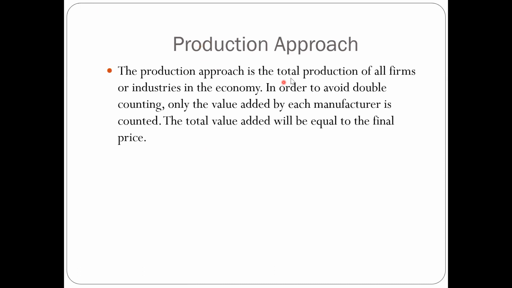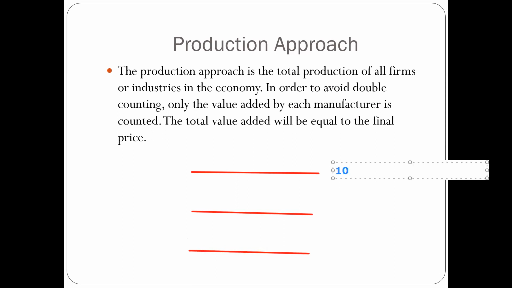Production approach is the total production of all firms or industries in the economy. Here we avoid double counting by only adding the value added by each manufacturer. So for each stage, we add the value added once. If we have 3 stages, we only add the value added.